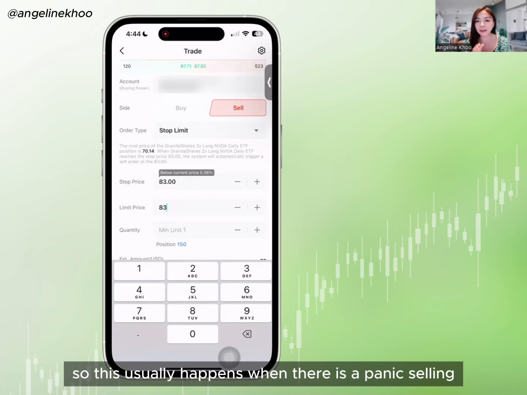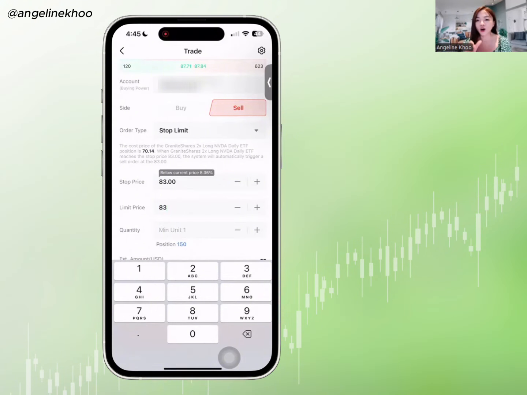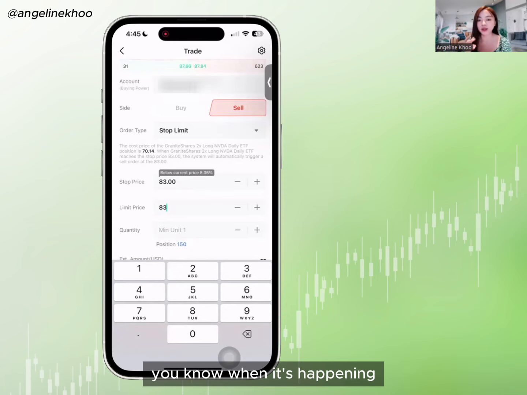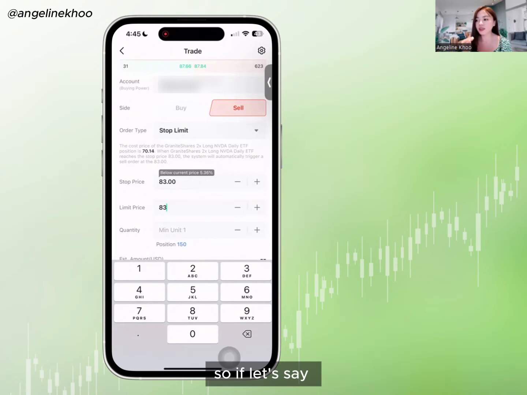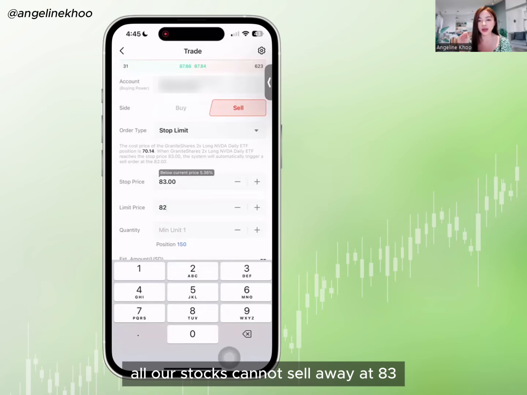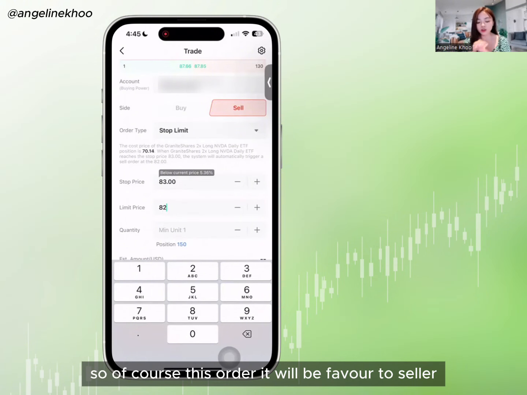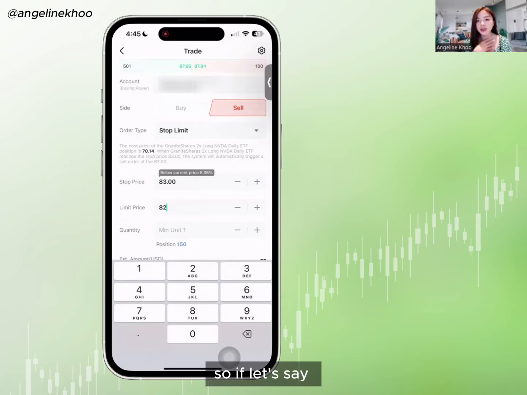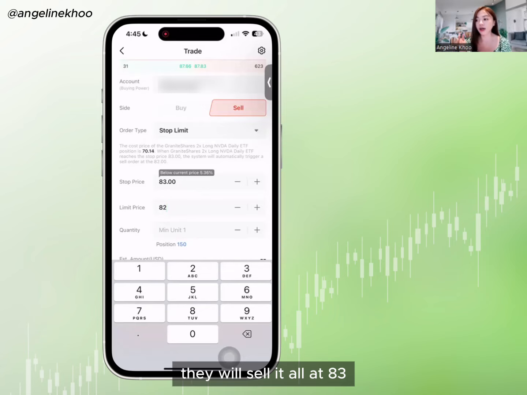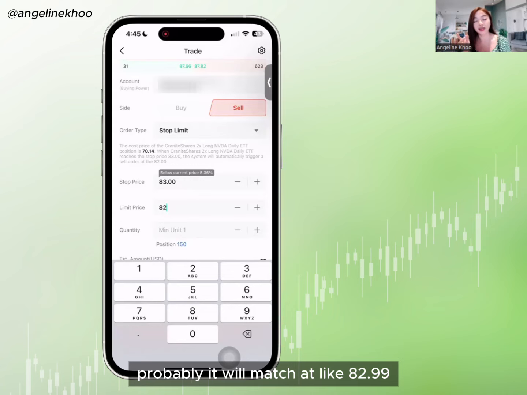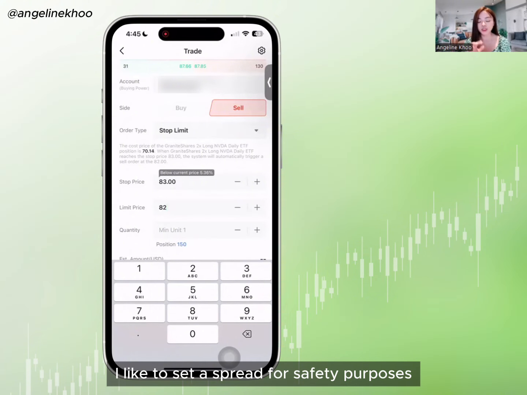This usually happens when there is panic selling, or there is a gap down or gap up. So for safety purposes, usually we will set a spread. If all our stocks cannot be sold at 83, they will continue to sell lower and lower. Of course, this order will favor the seller. If there is a buyer willing to buy shares at 83, they will sell at 83, and the remaining balance will probably match at 82.99, 82.98. So usually for me, I like to set a spread for safety purposes.